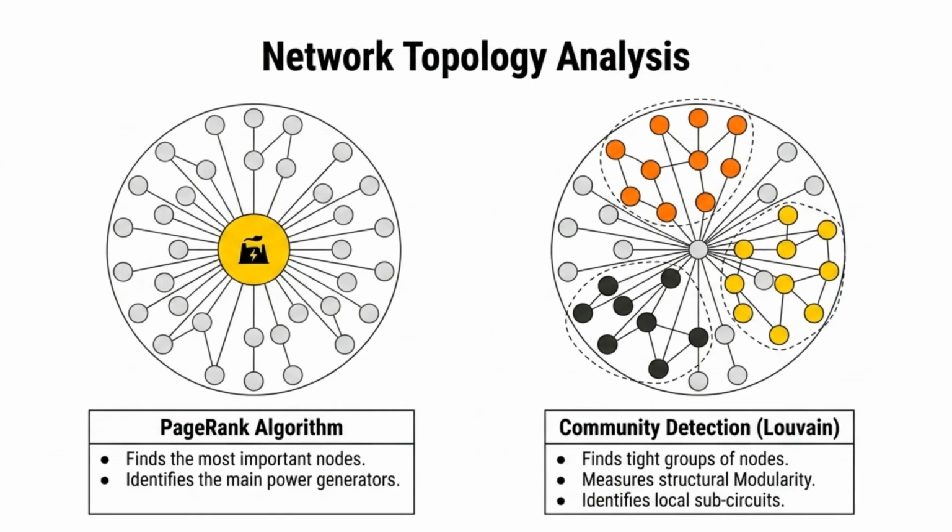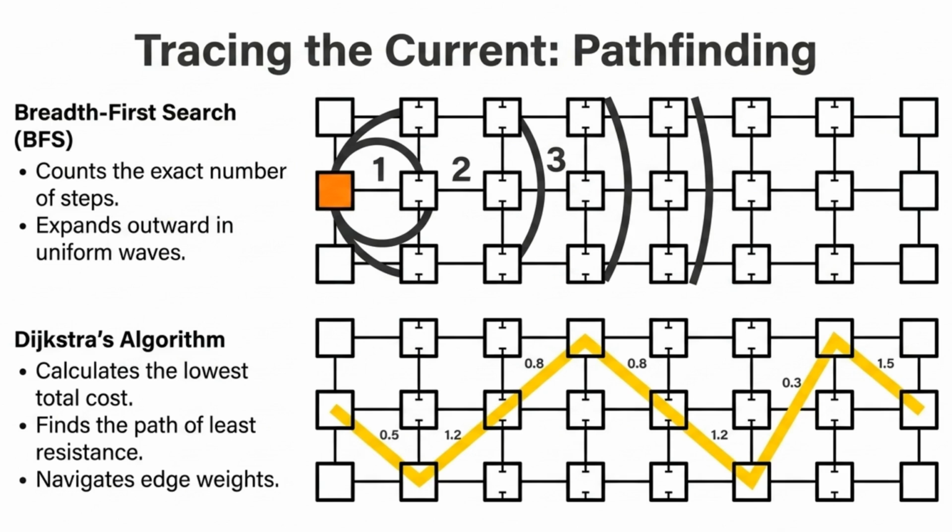For network topology, we often rely on two core approaches. PageRank helps us identify the most influential nodes, while community detection, such as the Louvain algorithm, reveals tightly connected local subcircuits. When it comes to pathfinding, we have two primary methods. Breadth-first search expands outward in uniform waves to count steps, while Dijkstra's algorithm finds the path of least resistance based on edge weights.